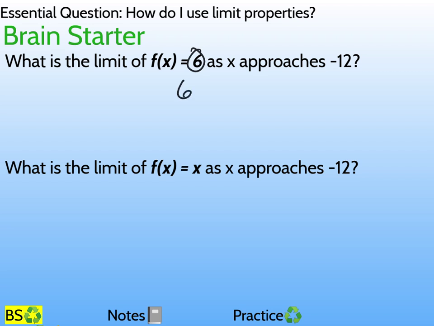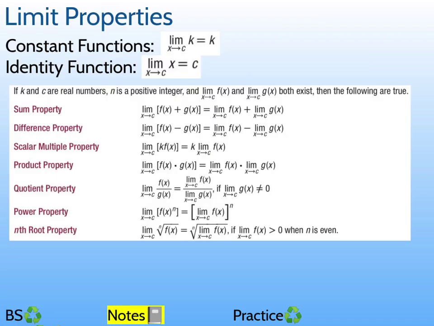Now, for this one, it's the identity function f of x equals x, and it asks what happens as x approaches negative 12. Well, this, as you recall from before, just equals negative 12. As mentioned before, the constant function of k will just equal that value k for any x on the limit. And the identity function just equals whatever x value you're approaching.